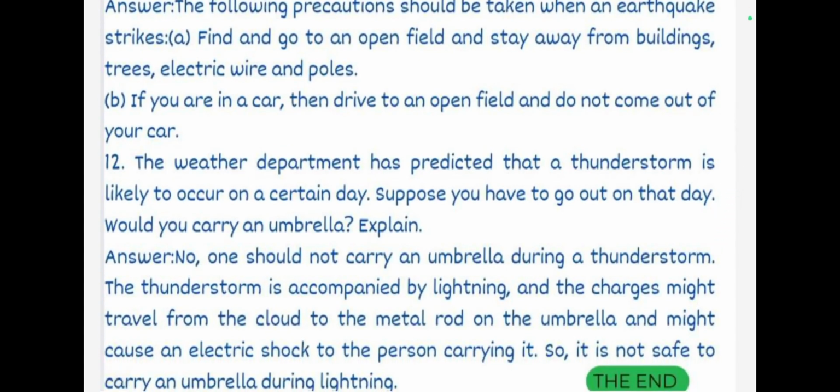Question number 12. The weather department has predicted that a thunderstorm is likely to occur on a certain day. Suppose you have to go out on that day. Would you carry an umbrella? Explain. This answer is also to be done by your own. We have provided a sample answer here. You can see that and write.